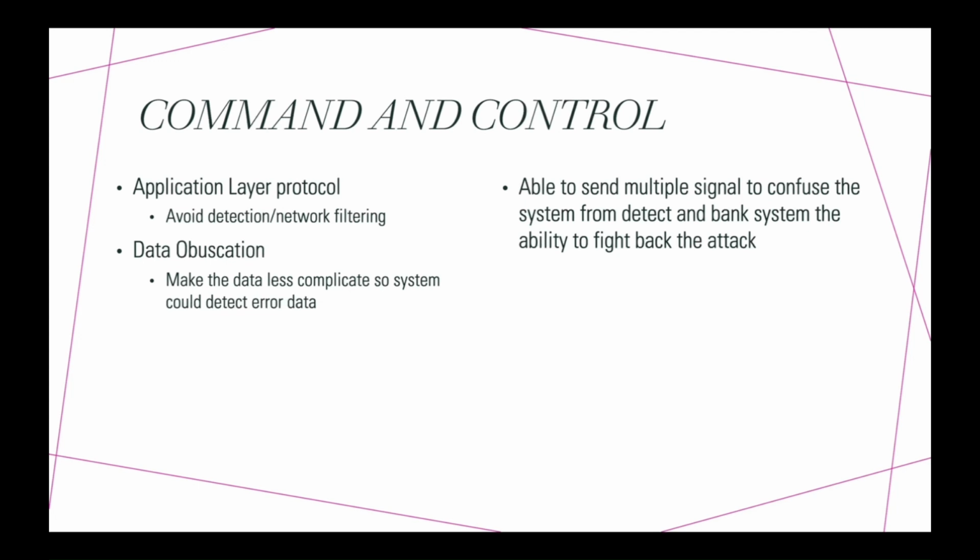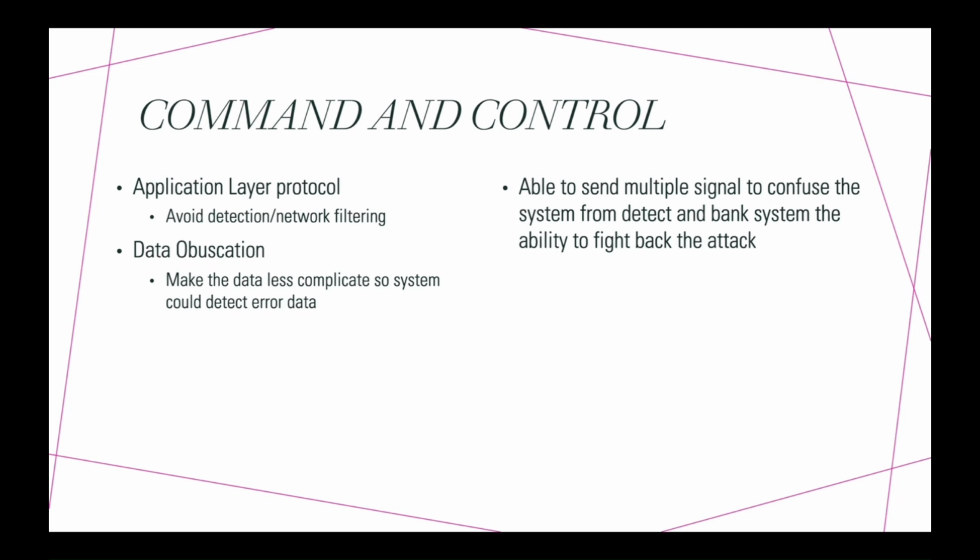Next up is command and control. That is the application layer protocol, so avoiding detection and network filtering. And this is a very important aspect of network defense, being able to shut down unused ports and using network filtering. So devices could be redundant and it'll flow a lot better and easier.